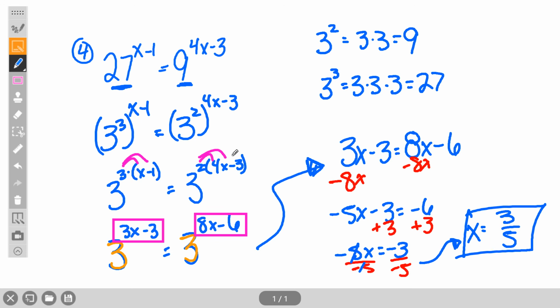All right, so x is equal to 3 over 5? Sure. Why not? Yeah, looks good to me.